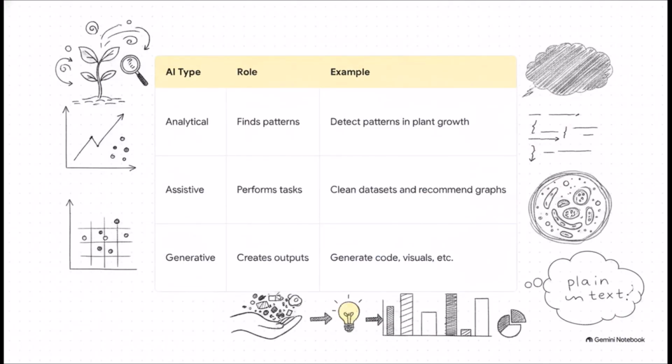Analytical AI is your pattern finder. It's perfect for something like detecting trends in plant growth across different environments. Then, assistive AI steps in for the grunt work, helping clean up messy data sets or recommending the best statistical approaches. And finally, generative AI actually creates the deliverables. It generates the code, the visuals, and the plain language explanations to take you from raw data all the way to a finished visualization.